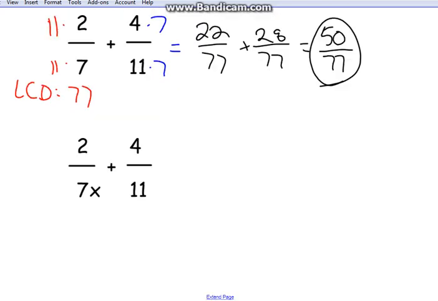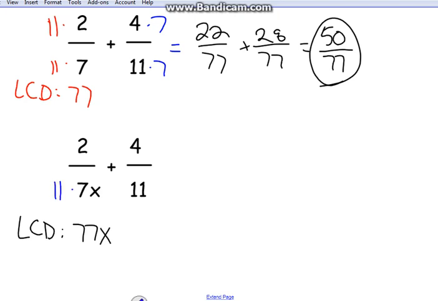What happens when we throw a variable in there? Not much really changes. We just have to look for each part. So look at the numbers. The least common multiple between 7 and 11 will be 77. But then we've got this x in here as well. So each fraction needs to have a 77 and an x. We need to find how we can get that missing part. How do we get the missing part here?